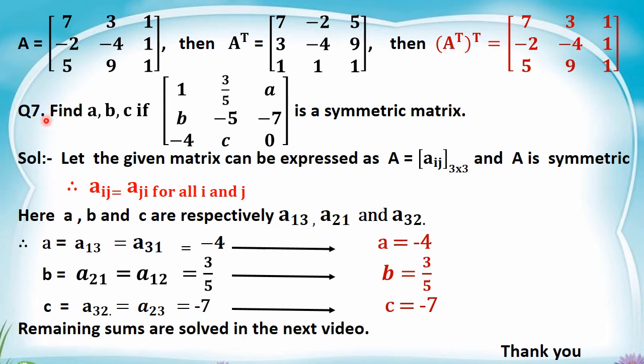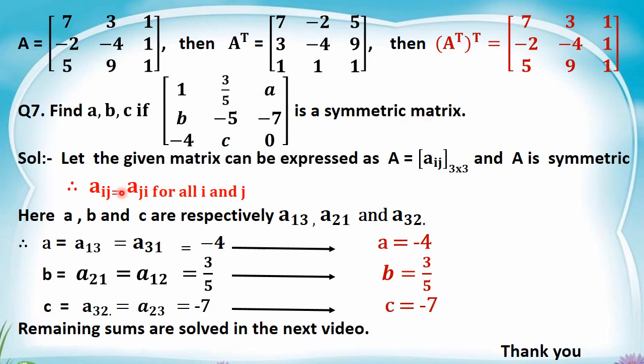Now question number 7. Find A, B, C if the given matrix is a symmetric matrix. So the condition is given, the matrix is symmetric. So find the unknown quantities A, B, C. What is the meaning of a symmetric matrix? The matrix and its transpose are equal, or we can say the elements Aij is equal to Aji. Aij and Aji are the elements of the original matrix and transpose. That is, when you find the transpose, then Aij will become Aji. Both are equal. Then we call the matrix a symmetric matrix.